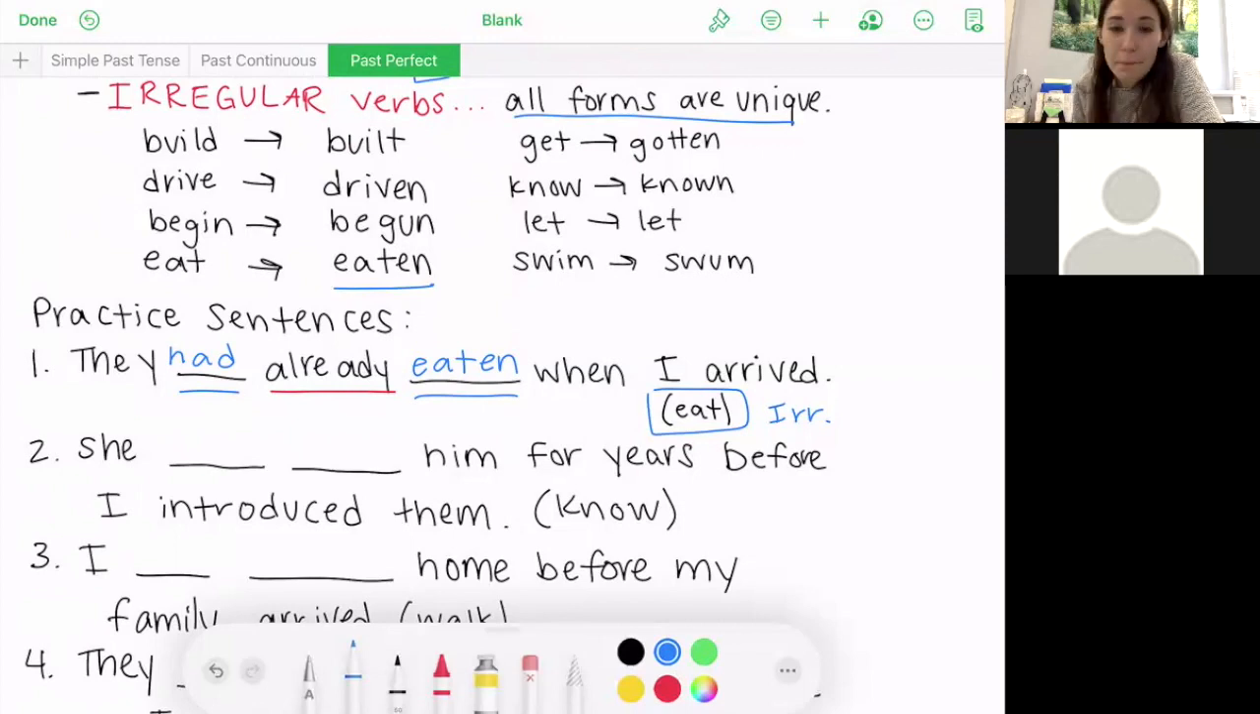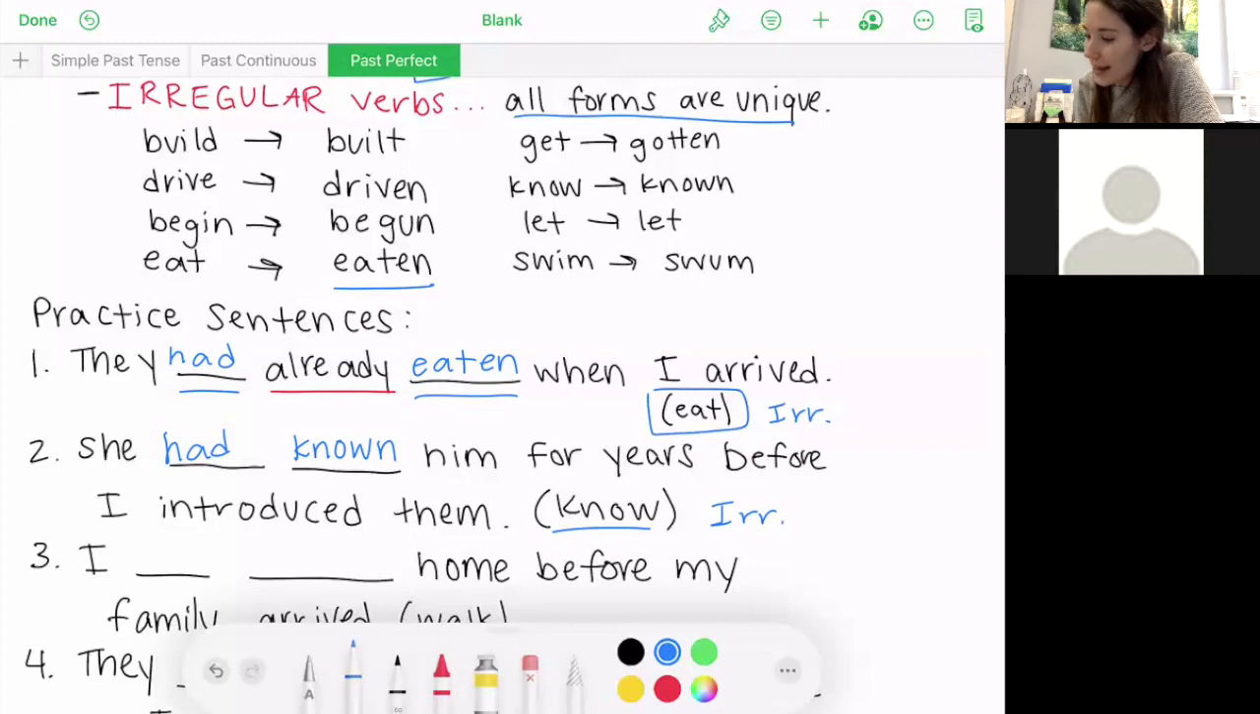She blank blank him for years before I introduced them. And our word is know. And again, the word know is an irregular verb. So fill in our 2 components of past perfect. And there's our answer. She had known.